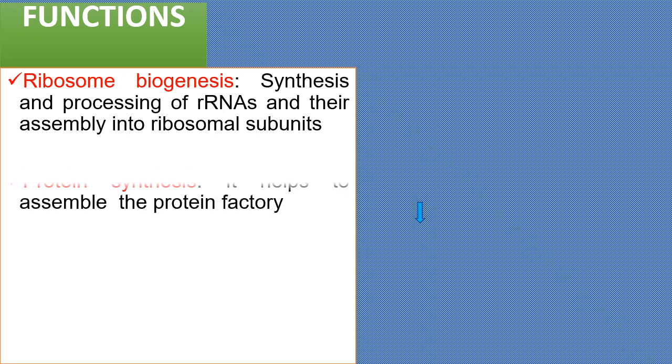For example, it also helps in protein synthesis. We know that ribosomes are known as the protein factory, and the assembly of ribosomal subunits takes place within the nucleolus. So, it is indirectly linked with protein synthesis also, and we can say that the nucleolus also helps in the protein synthesis of the cell.